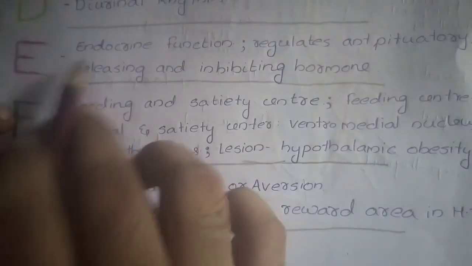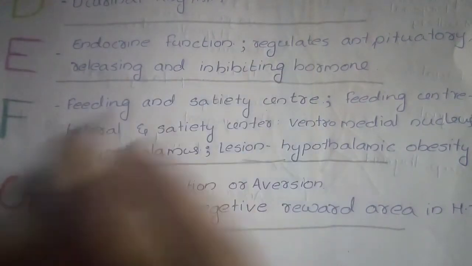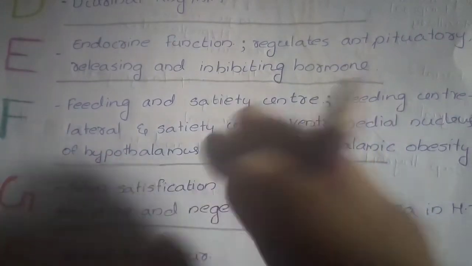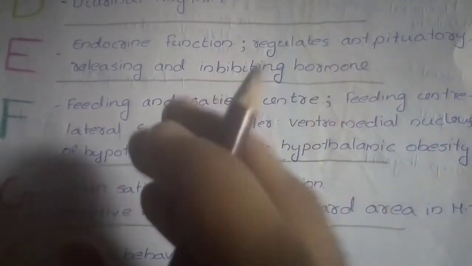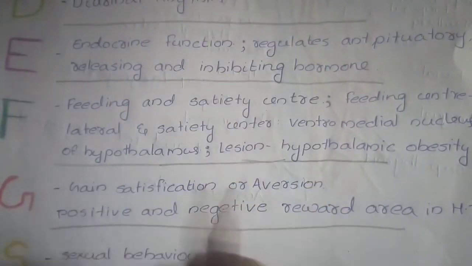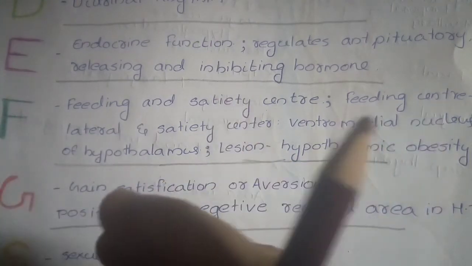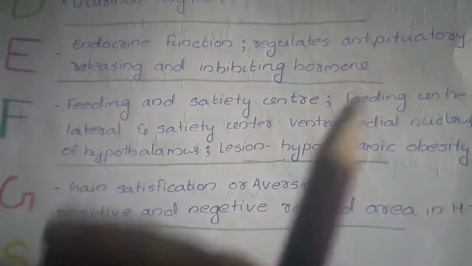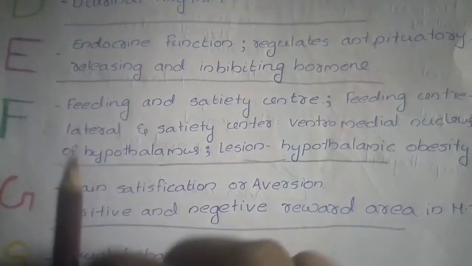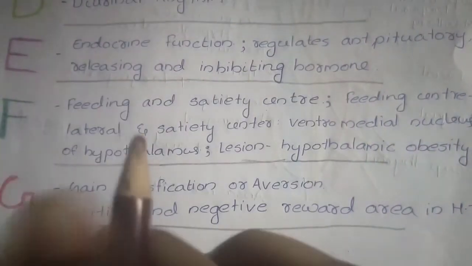E stands for endocrine function. The name endocrine function means that, as you already know, it regulates the anterior pituitary, the hypothalamo-hypophyseal tract. In the earlier classes we learned that the pituitary gland is in turn regulated by the hypothalamus. So it has a regulatory function on the anterior pituitary, thereby it has an endocrine function.